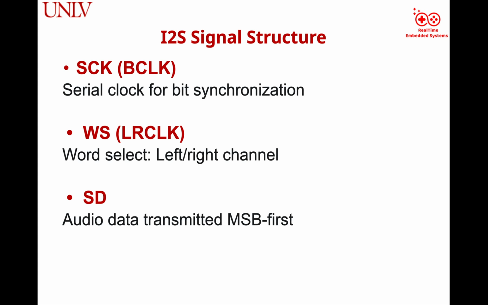So, the I2S signal structure. There are three main signals in I2S: SCK, or bit clock, for synchronization; WS, or word select, for left or right channel; and SD, serial data, for audio data transmission, MSB first. This signal ensures precise timing and channel separation.